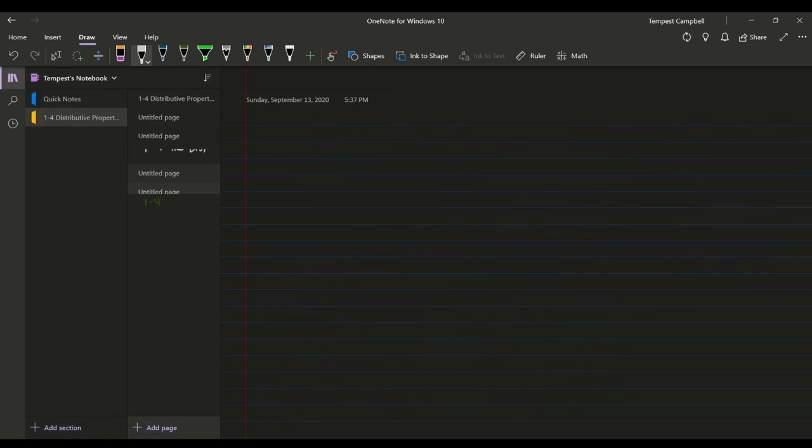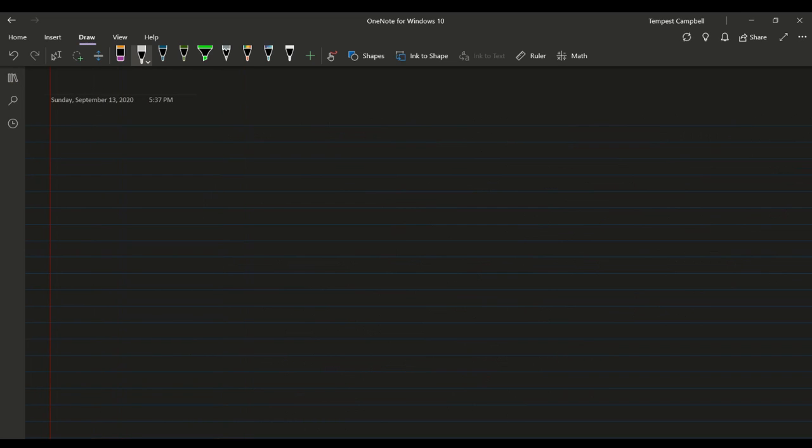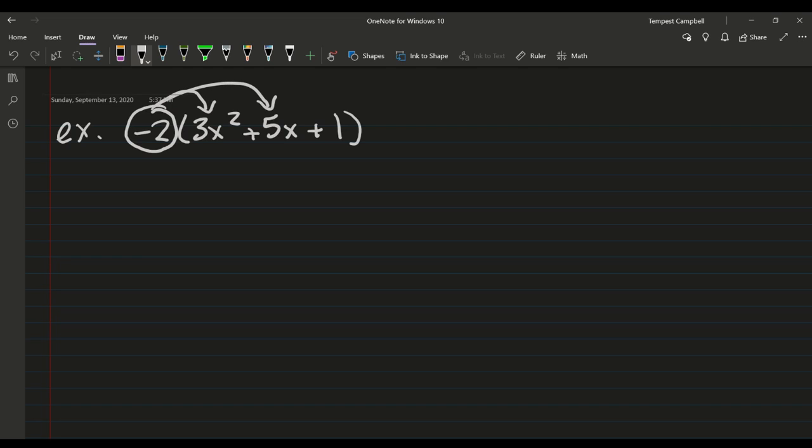Okay, so on the next page, we're going to try a little bit more difficult problem. So we have our next example. We're going to have negative 2 times the quantity 3x squared plus 5x plus 1. All right, so that means I'm taking this whole term, the whole thing that's in front, and I'm distributing it to every single term I have in my parentheses.